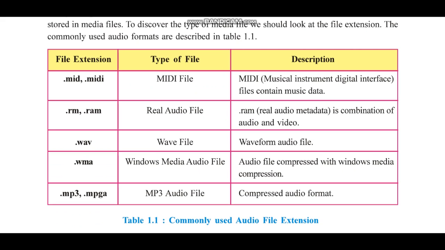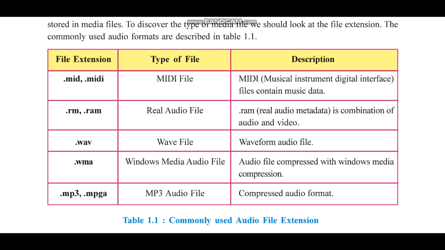First you can see .mid and .midi. The type of file is MIDI, which means Musical Instrument Digital Interface. This file contains only music data. Another is .rm and .ram, which means real audio file, real audio metadata, a combination of audio and video. Another is .wav, which means wave file; the description mentioned is waveform audio file.